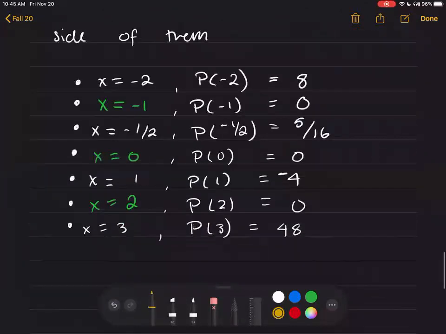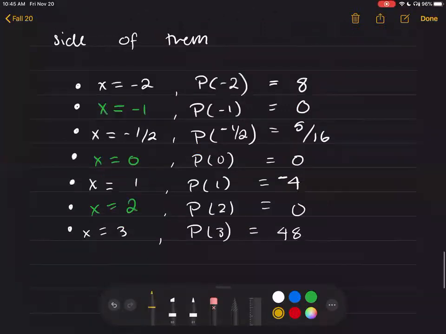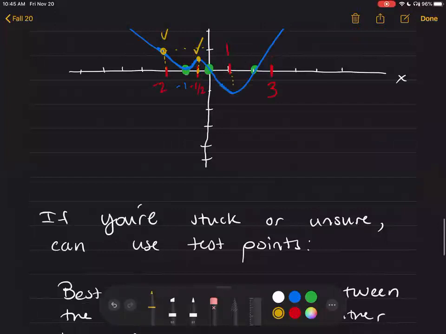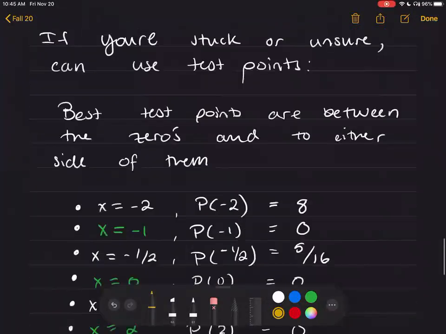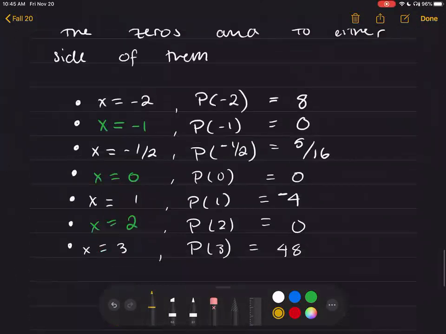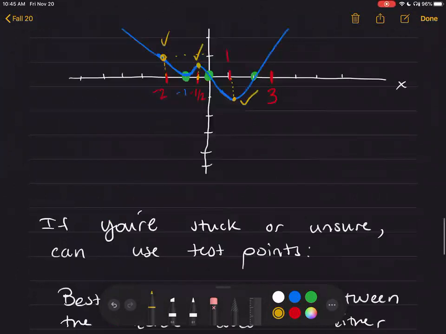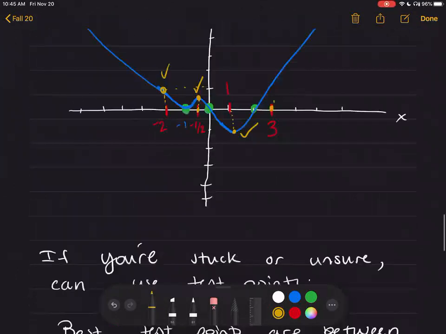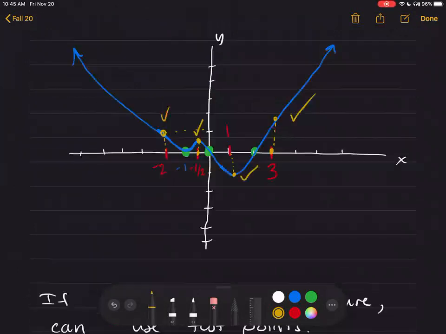And then the next test point is x equals 1. We get p of 1 is -4. And so when we go to 1, good, below the x-axis. That's where we want it to be. Excellent. And then lastly, x equals 3. Plug in 3, we get 48, a positive number. So when we're here, yes, it is above the x-axis. That is good. Okay, so that all checks out.